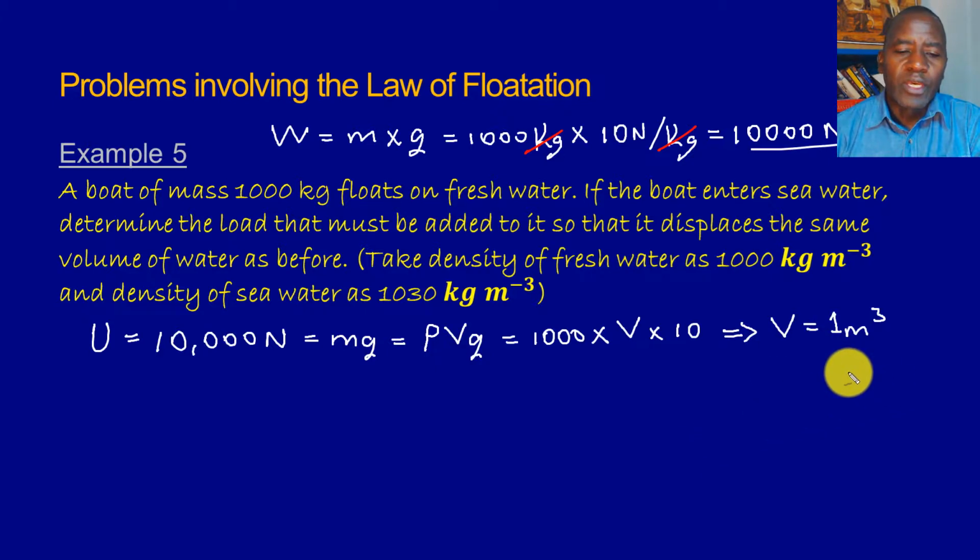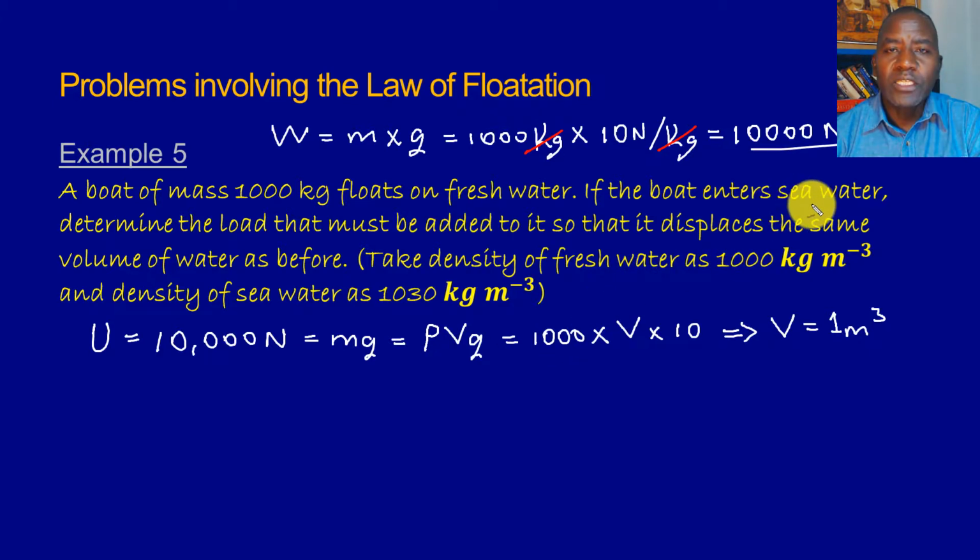Will be 1 meter cubed. This is the volume of the fresh water displaced. Now the boat enters seawater. Seawater has a higher density of 1030 kilograms per meter cubed.